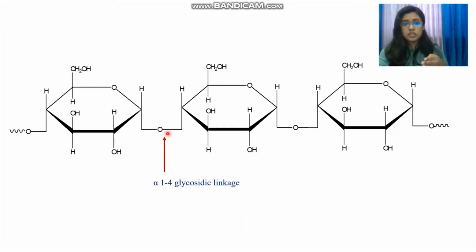Now a glycosidic bond is formed, and this is the alpha 1,4 glycosidic linkage that occurs in amylose, and this keeps on repeating. Again one more is formed, again one more will be formed, and around 200 to 1000 glucose units keep repeating like this, forming the whole amylose chain. Okay.